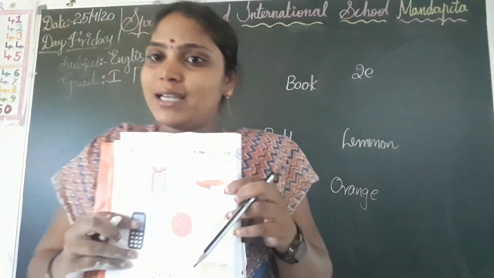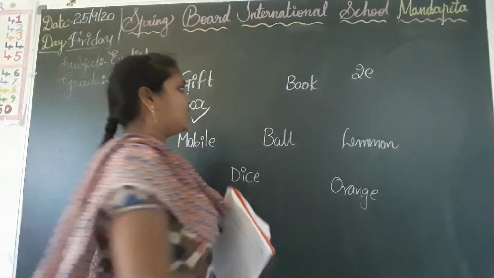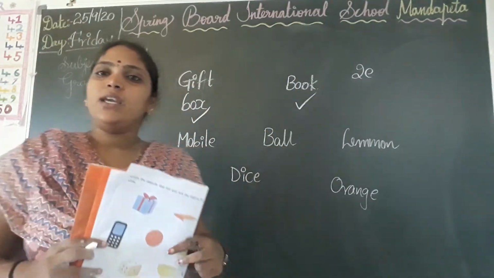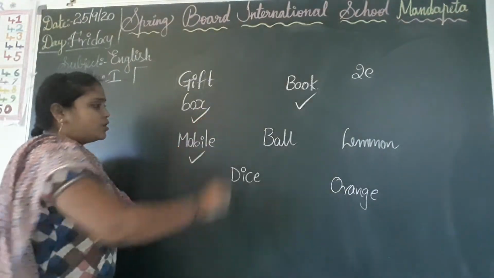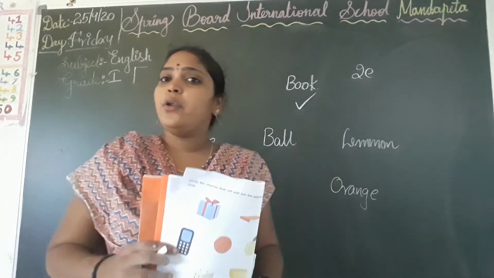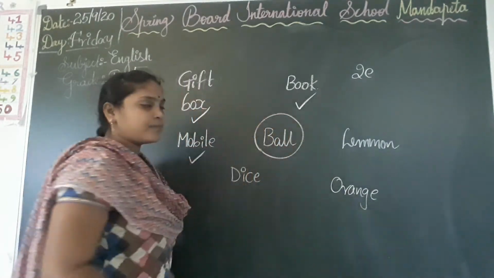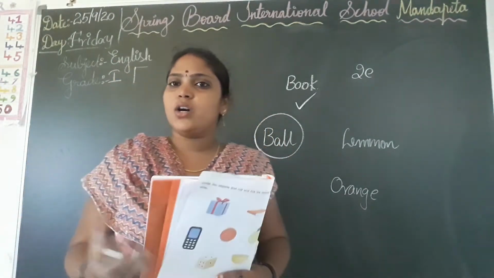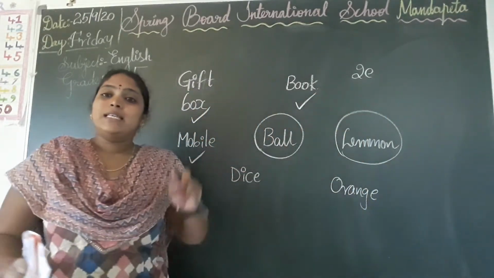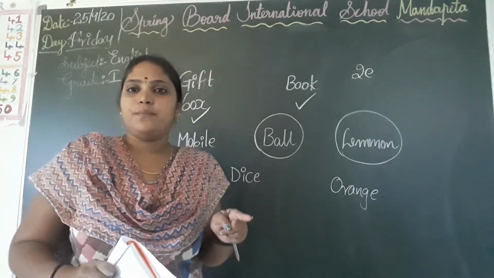Next, book. Let us check whether the book has a flat surface or not. Yes, it has a flat surface. So tick the book. Next, mobile. Mobile also has a flat surface, so it slides. So tick the mobile. Next, ball. Does the ball have a flat surface, children? No, the ball rolls. So circle the ball. Next, lemon. Lemon is also a circular shape object, so it rolls. So here circle the rolling objects and tick the sliding objects.